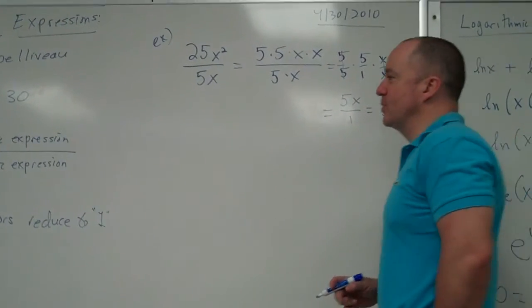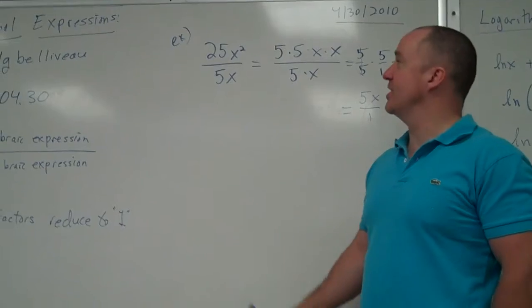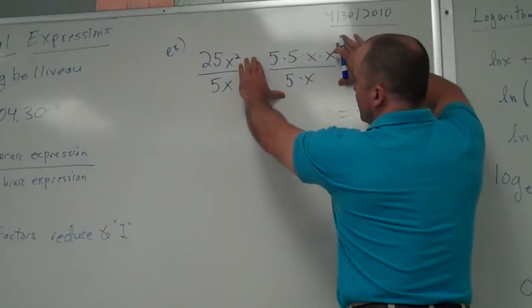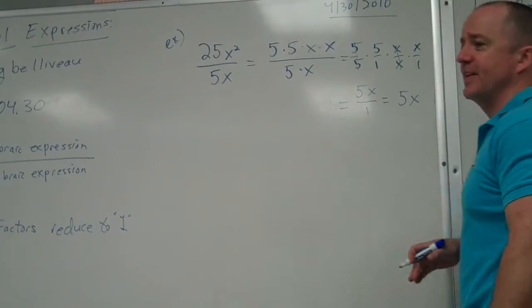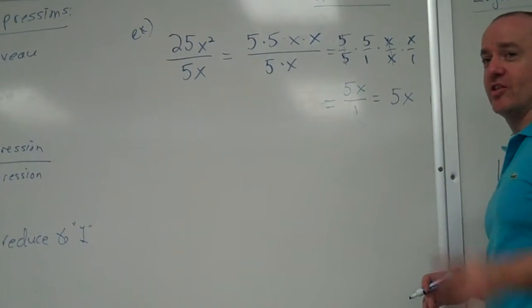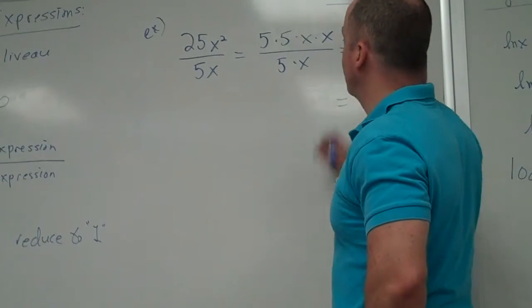Now the problem is, with these algebraic expressions in the fraction, we can have more than one operation. Look at this middle expression. What is the only operation happening in the numerator or the denominator? Multiplication. Multiplication on top, multiplication on the bottom.